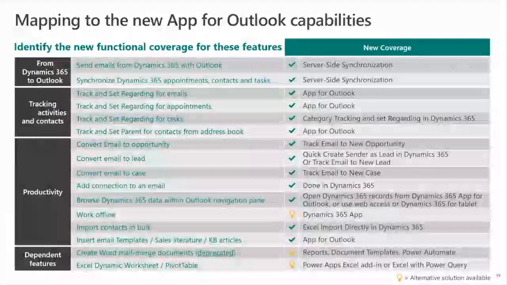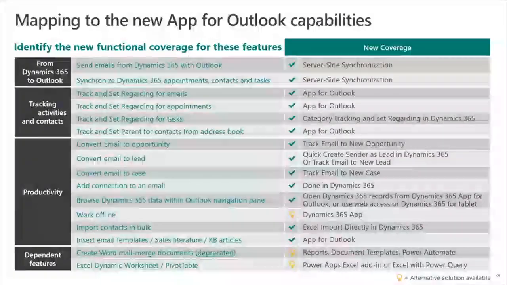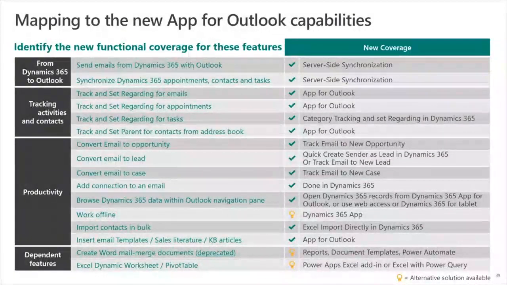And now for some of the dependent features, for example, Word mail merge. You can use SSRS reports in Dynamics 365, document templates, and also Power Automate, and we'll discuss that in more detail in a bit. And for dynamic worksheet and pivot table, you can use the PowerApps Excel add-in, or you can also use Power Query in Excel to retrieve data dynamically from Dynamics 365 and the Common Data Service.